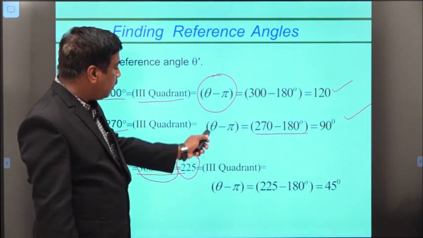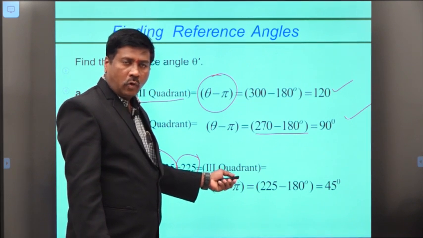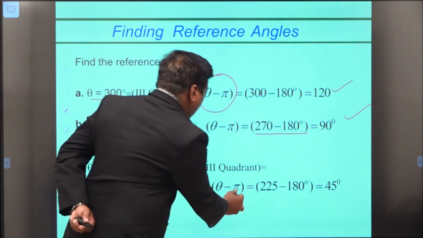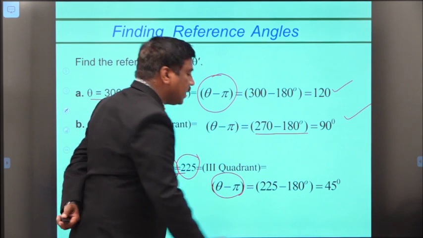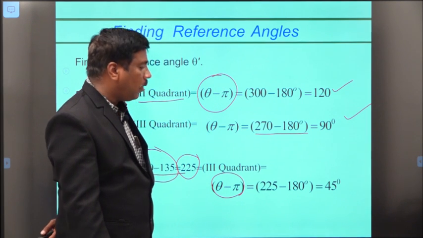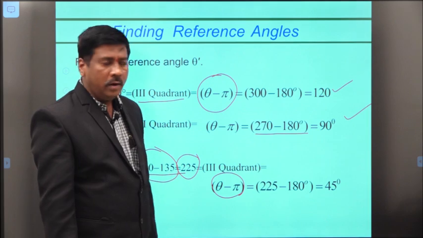That 225 lies in the third quadrant of the coordinate plane. Then that is equal to theta minus pi for finding the reference angle. That is 225 minus 180, that is equal to 45 degrees.